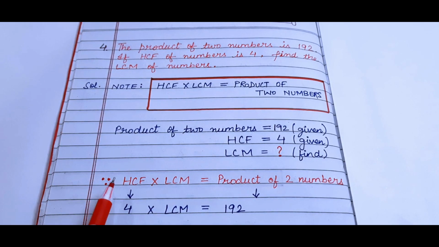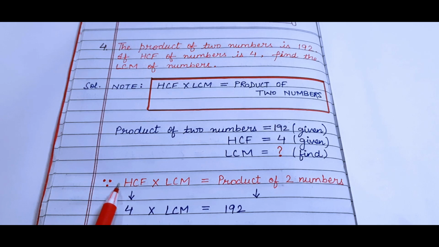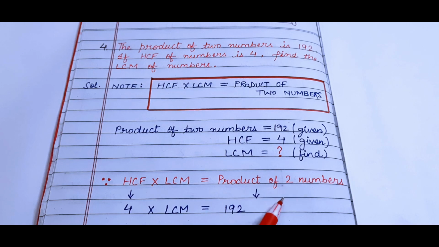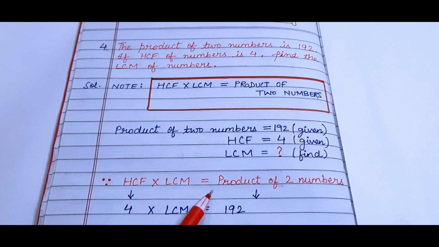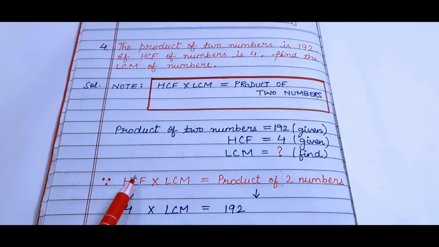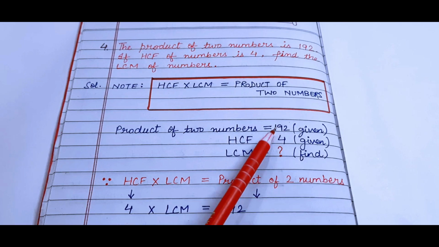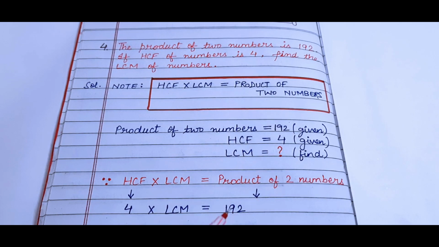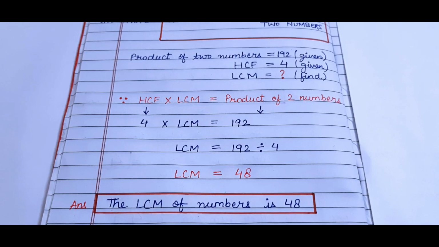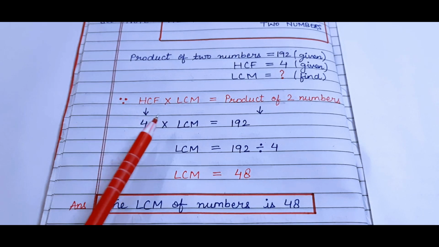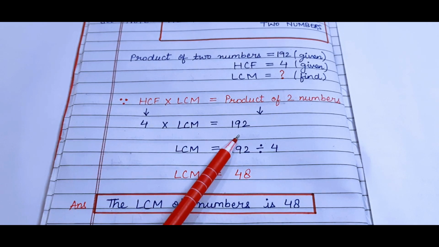Since HCF into LCM is equal to the product of two numbers, this only I have written here. Nothing different. So now HCF is given as 4. LCM we have to find out, so we will write LCM as it is. Product of two numbers is given as 192, so now write 192. Now we have put all the values: HCF 4, LCM as it is, and product of two numbers as 192.